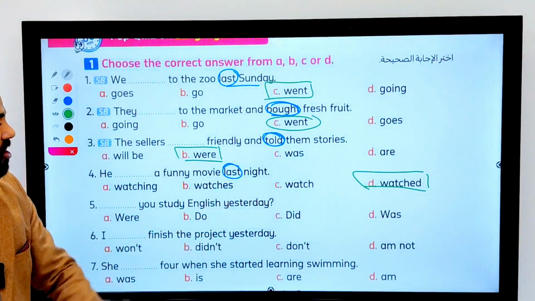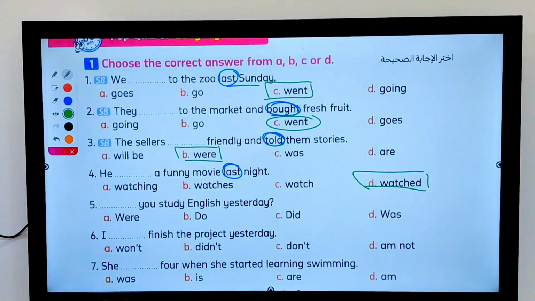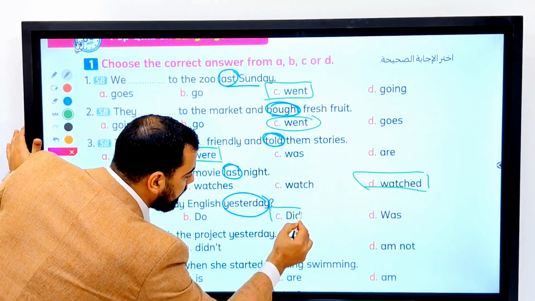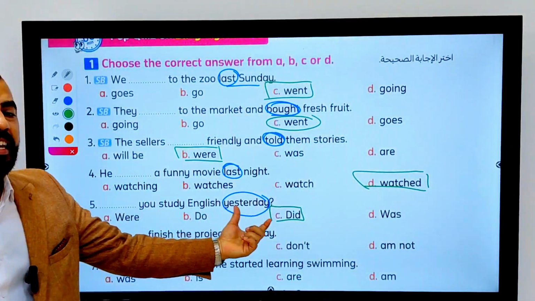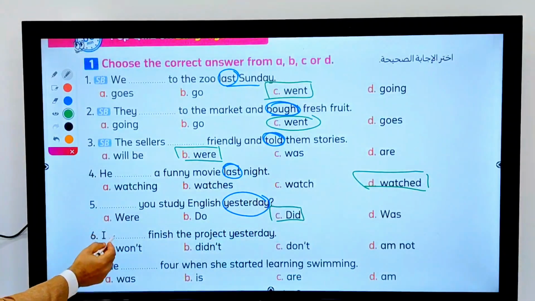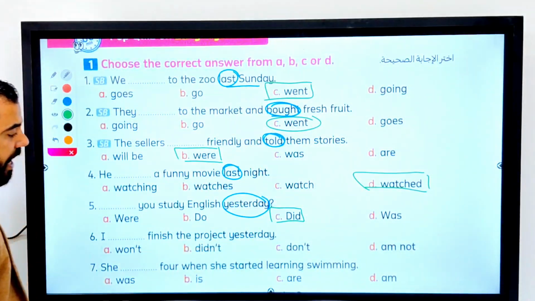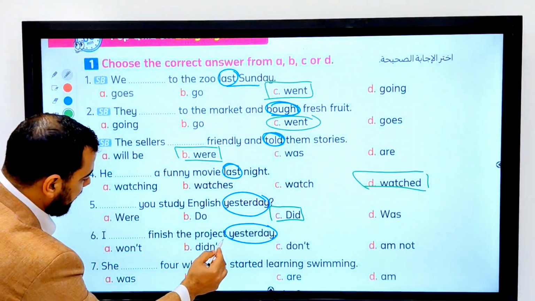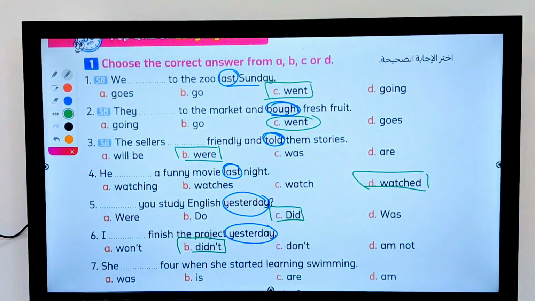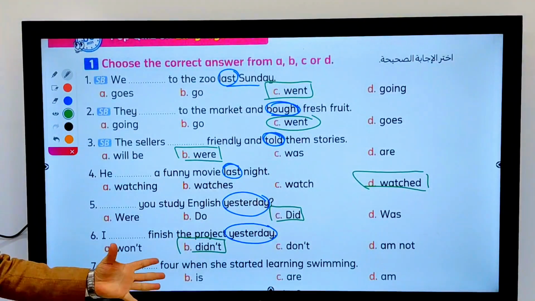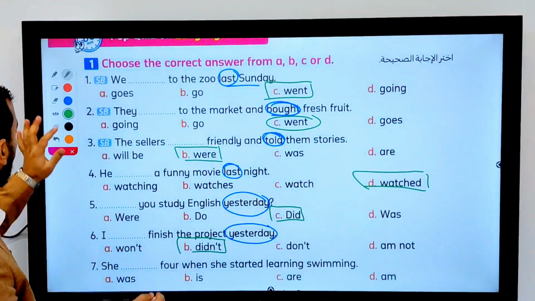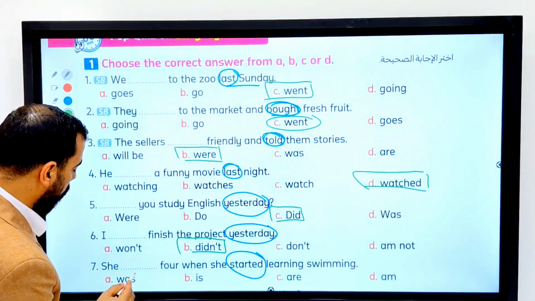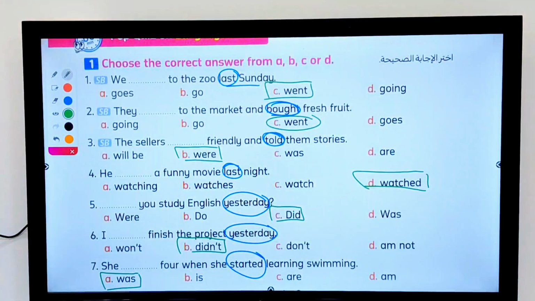Did you study English yesterday? Yesterday is in the past, and the helping verb in the past is did. I didn't finish the project yesterday. Yesterday is in the past, so we have to choose didn't. She was 4 when she started swimming.